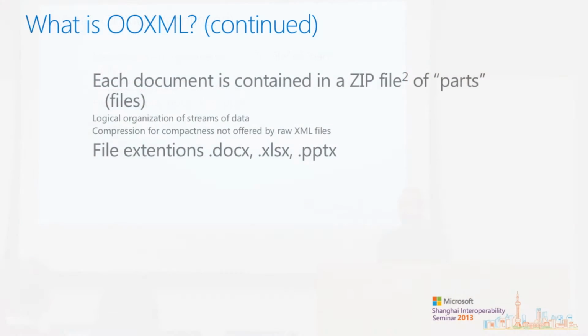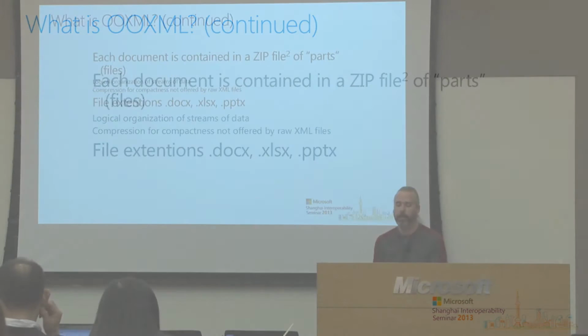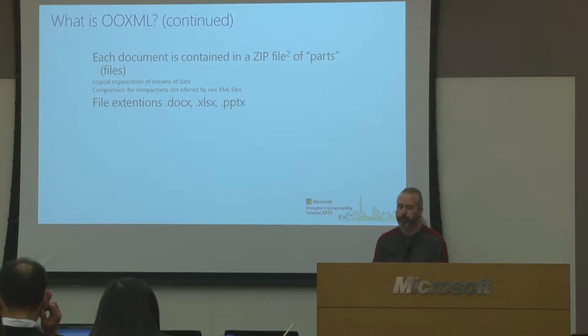So each OOXML document is contained in a zip file. And these are parts, and this gives it the compactness that just raw XML didn't have. It also gives a nice logical organization. And the file extensions for OOXML are docx, xlsx, and pptx. Now we're going to talk more about these parts as we get later into the tour of the format.